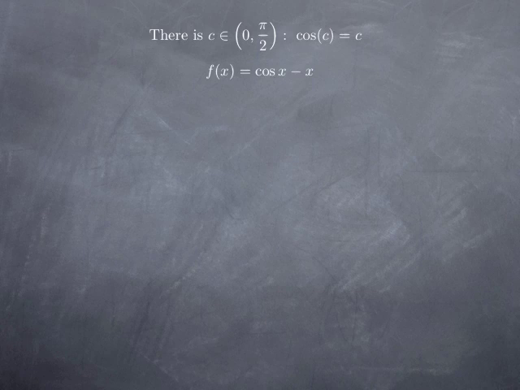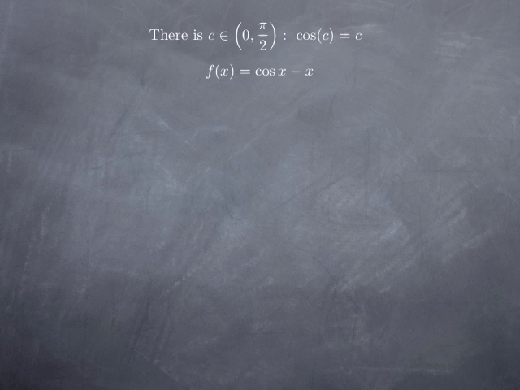Note that what we have justified is just the existence of a value c between 0 and pi over 2, where cosine of c is equal to c. That doesn't tell us a lot about the value of c. So the intermediate value theorem is just an existence result. It doesn't give us much information on the value of c.